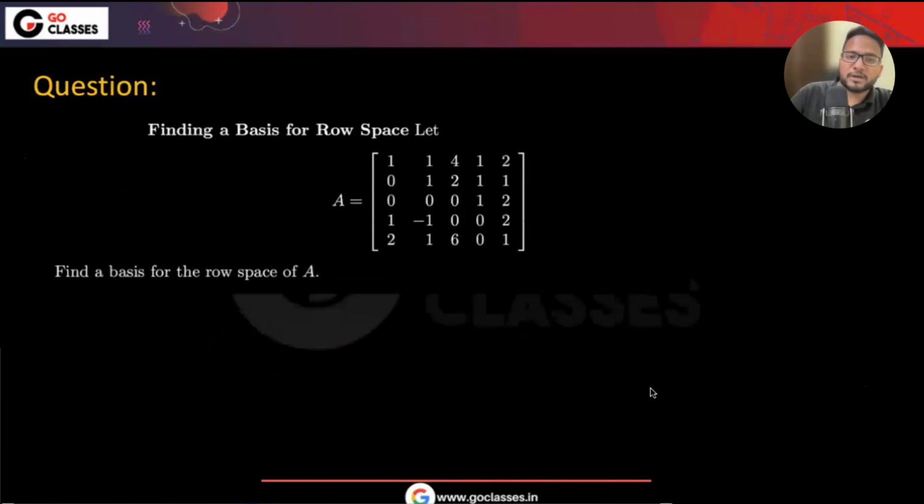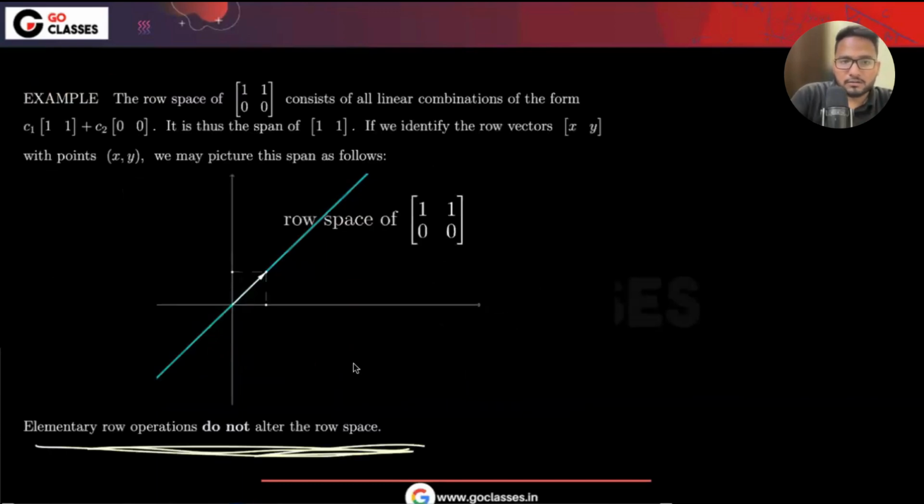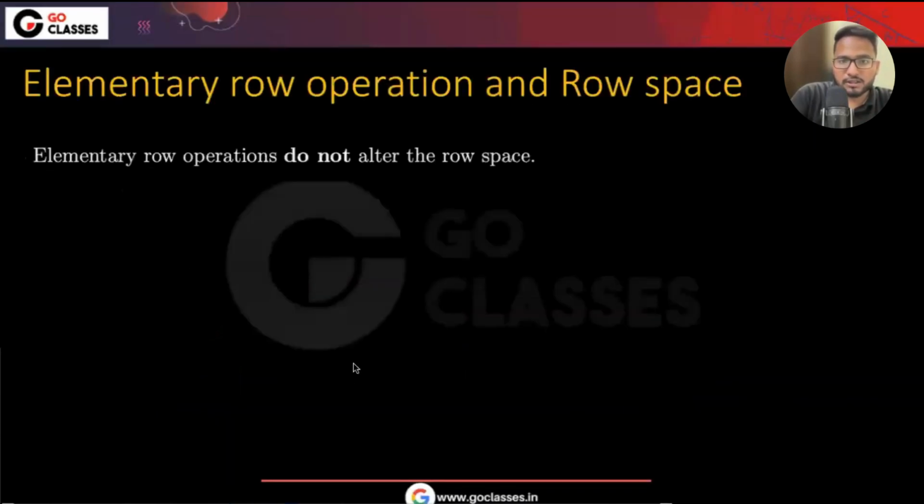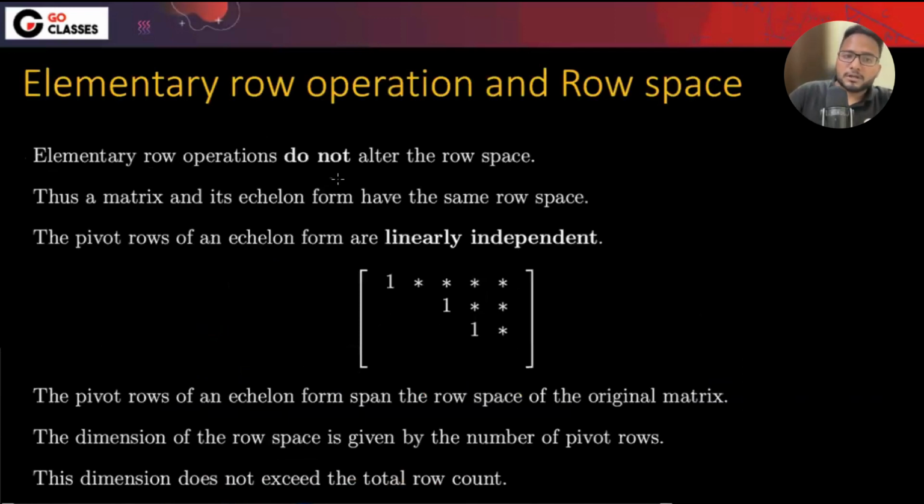So for example, a matrix and its echelon form have the same row space. The pivot rows of an echelon form are linearly independent. Okay, these are the linearly independent rows. The pivot rows of an echelon form span the row space of the original matrix.